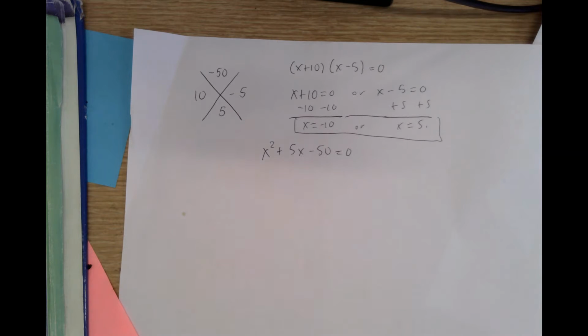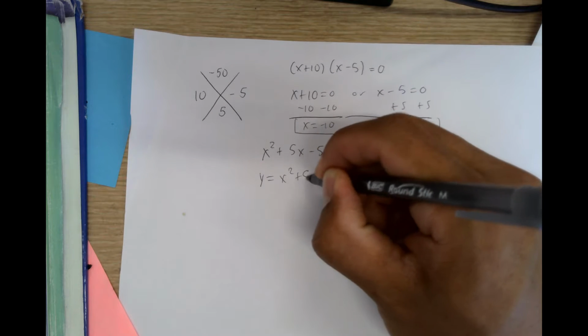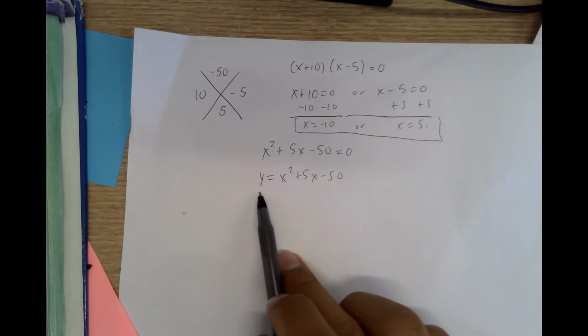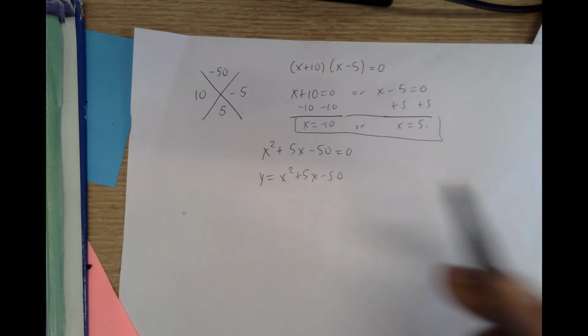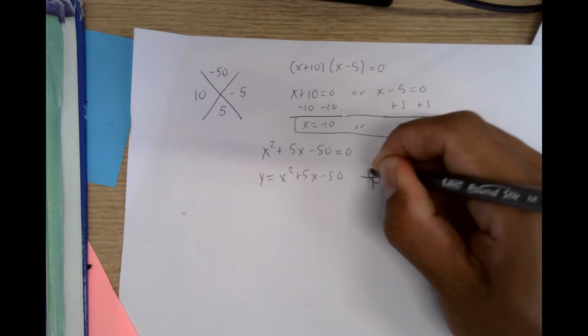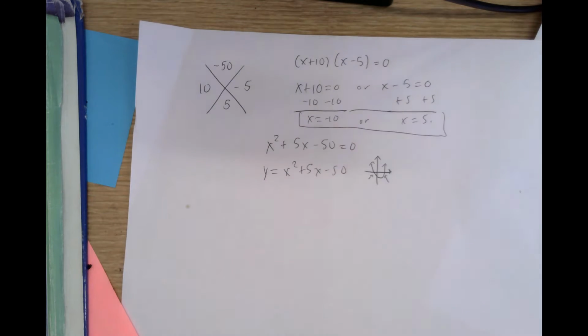The second thing we could solve for is if we were given y equal to x squared plus 5x minus 50. And in this scenario, instead of solving for when the statement is true, what we're solving for is when this line, when this parabola, crosses the x-axis. So this one is actually asking us, if a graph looks something like this, when does it cross these points right here, right? That's actually what they're asking us there.